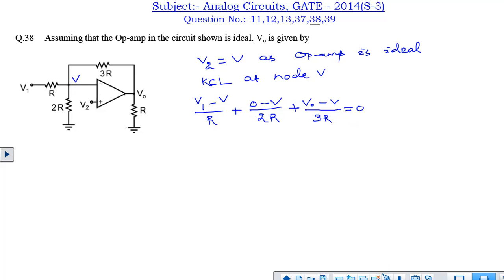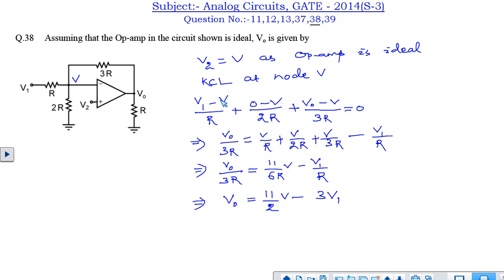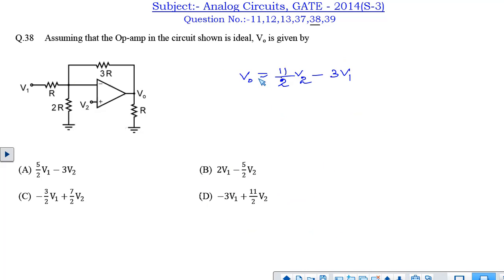After solving this, we will get V output in terms of V and V1. V output is equal to 11 by 2 V minus 3 V1. This V is nothing but V2 because of the virtual ground concept. So V output is equal to 11 by 2 V2 minus 3 V1.